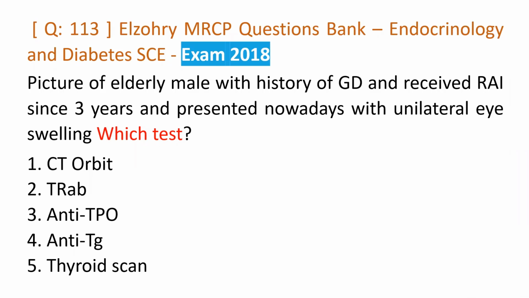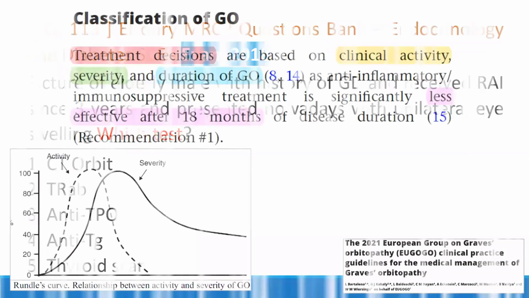But anti-thyroid medication or surgery will decrease the level of TSH receptor antibody. But radioactive iodine will exacerbate TSH receptor antibody for a short time, and the TSH receptor antibody will still be present for a long time after the patient is rendered euthyroid. So the TSH receptor antibody has no role for follow-up, and what is most important in a unilateral Graves' orbitopathy is doing CT orbit. The anti-TPO and anti-TG have no role. The thyroid scan also has no role for Graves' orbitopathy.